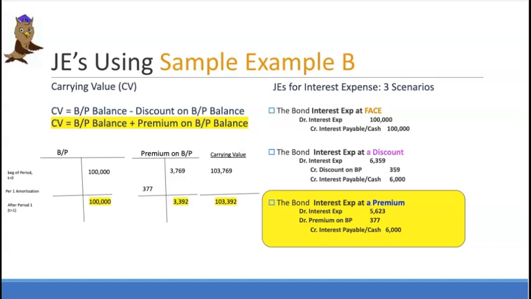After the first period's amortization of the premium, the new balance at t equals 1 is $103,392, based on the same bonds payable balance of $100,000 and the new premium on bonds payable account balance of $3,392. Note that the carrying value continues to decrease as the amortization of the premium is recorded throughout the life of the bond until the carrying value equals the bonds payable account balance. This will happen at the maturity when the premium on bonds payable account will show a balance of 0.